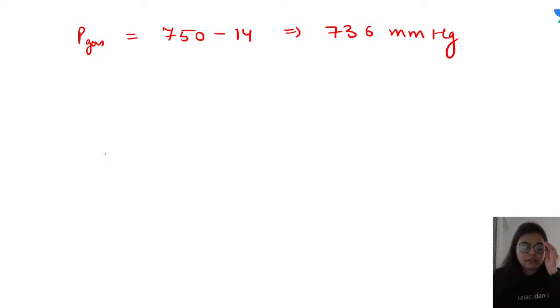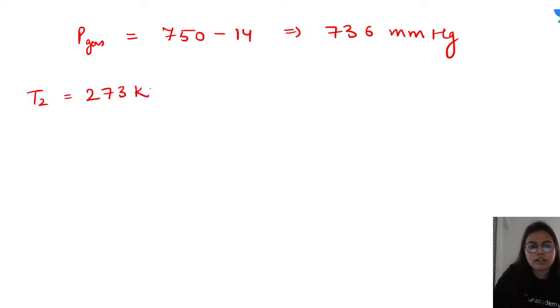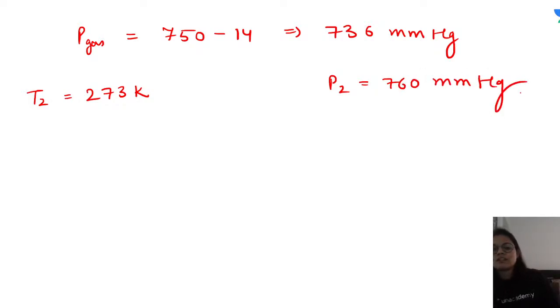Okay. Next, T2, it is standard temperature and pressure. So it will be equal to 273 Kelvin. And pressure 2, it will be equal to 760 mm of Hg. Now students, tell me, is there any confusion in temperature 2 and pressure 2? I hope that things are clear to you.